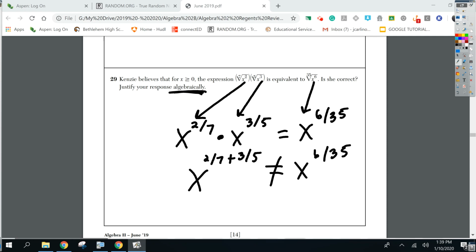Okay, I understand why, and I don't blame you guys. That's what we've been doing, but when it says algebraically, you got to show more work. Just plugging in the numbers won't cut it there.